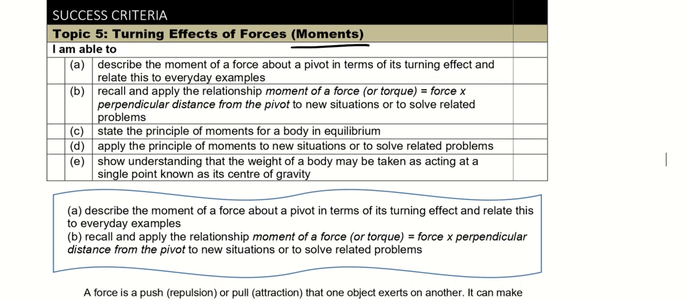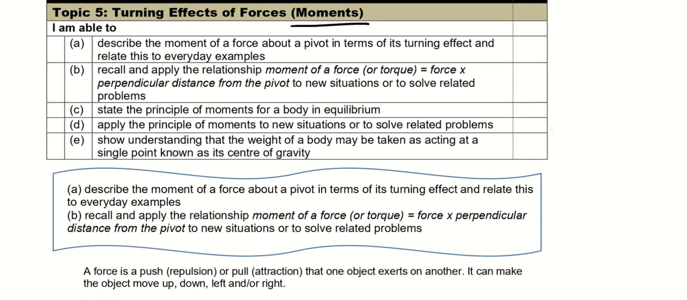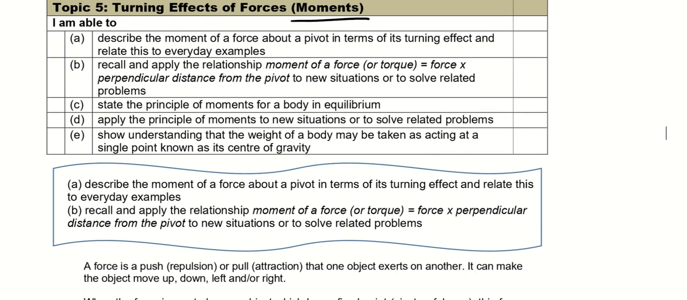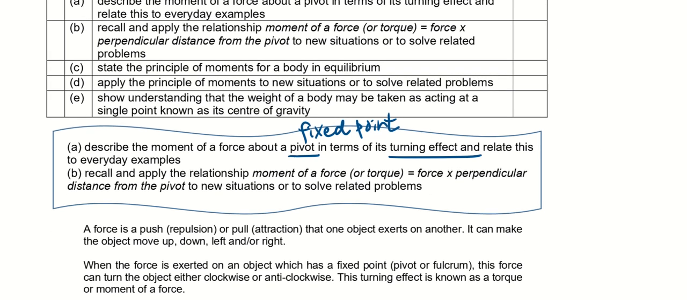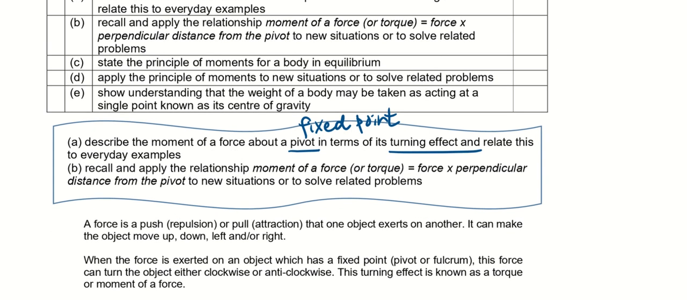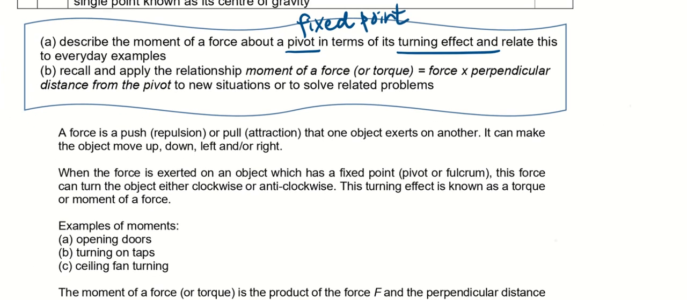For success criteria A, you must describe the moment of a force about a pivot. Just to let you know, a pivot is actually a fixed point, in terms of its turning effect, and relate this to everyday examples, and recall and apply the relationship: moment of a force is equal to force times perpendicular distance from the pivot to new situations or to solve related problems. So let's go through in detail.